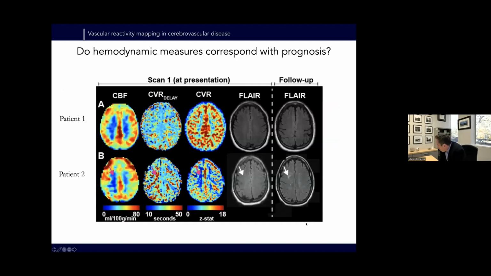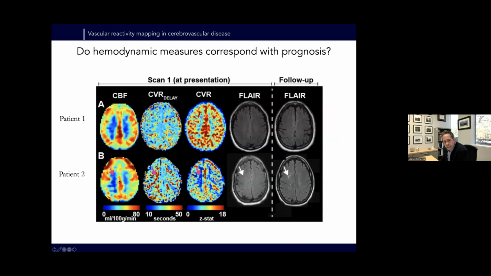And then, really the dream with all of this is not just to be able to use it for surveillance, but to be able to say, can we look at the reactivity parameters and predict who's going to have a new infarct? So the idea is that these are 2 of our patients. You'd bring them in, you'd measure the blood flow, maybe the reactivity delays, the reactivity. You'd look at their FLAIR for infarcts, follow them up 2 years later. They don't have any new infarcts.